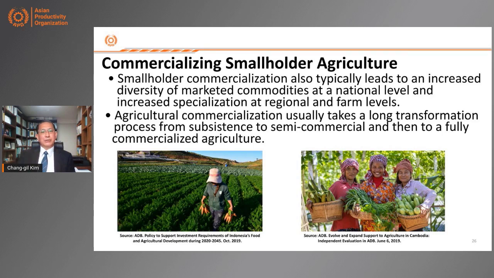Agricultural commercialization is a long transformation process from subsistence to semi-commercial and then to fully commercialized agriculture. I think that means how to increase farm size in the long term is an important factor. That's a good, important point.